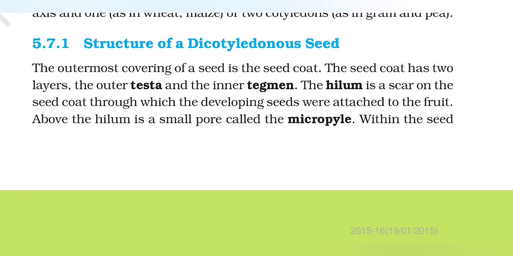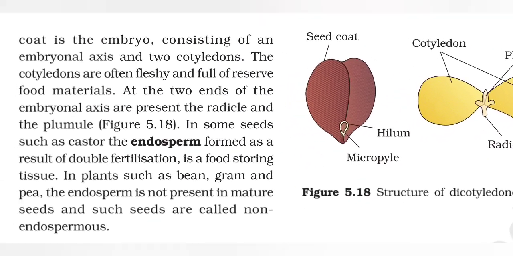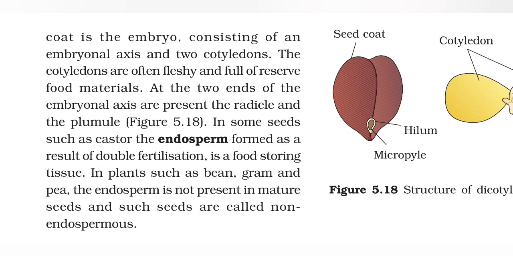Structure of a dicotyledonous seed. The outermost covering of a seed is the seed coat. The seed coat has two layers, the outer testa and the inner tegmen. The hilum is a scar on the seed coat through which the developing seeds were attached to the fruit. Above the hilum is a small pore called the micropyle. Within the seed coat is the embryo, consisting of an embryonal axis and two cotyledons.